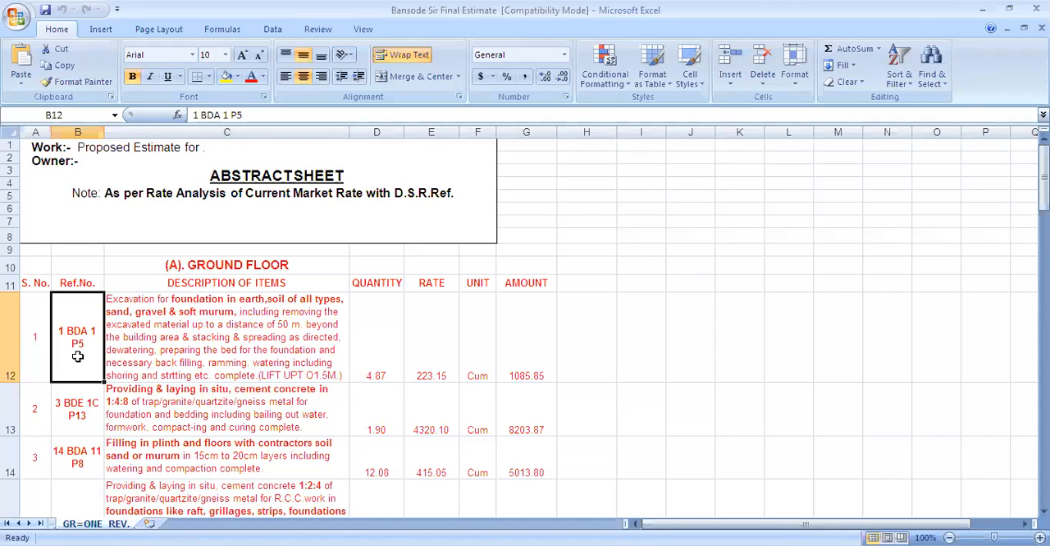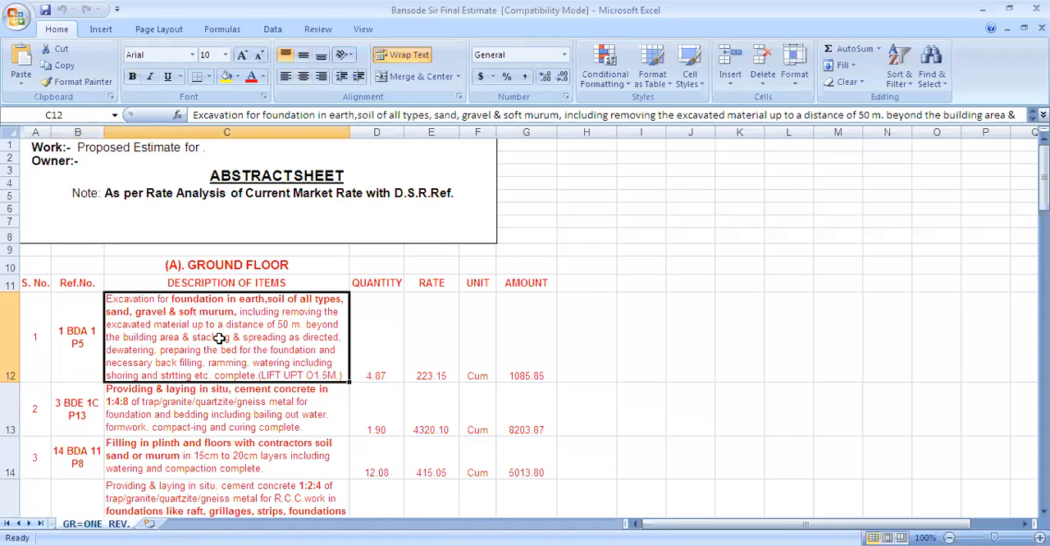You have to choose a correct activity. Like this example is given: excavation for foundation in earth, soil of all types, sand, gravel or soft murum, including removing the excavated material up to a distance of 50 meters. So this description is for each and every category of the soil. So you can use it directly for your project also. Then beyond the building area and the stacking and spreading as directed. So whatever the lead and lift we call it.